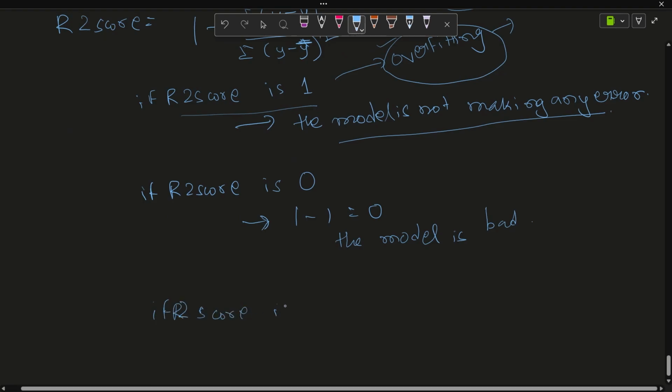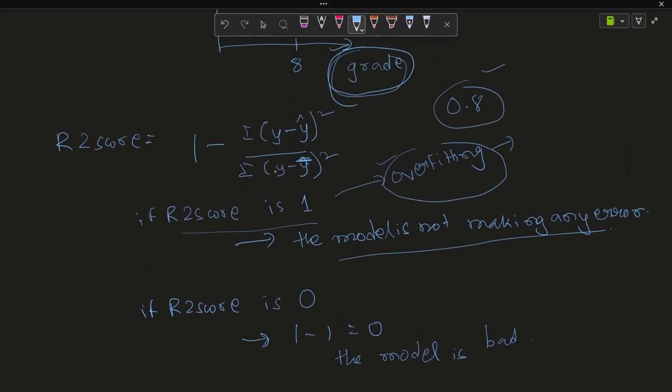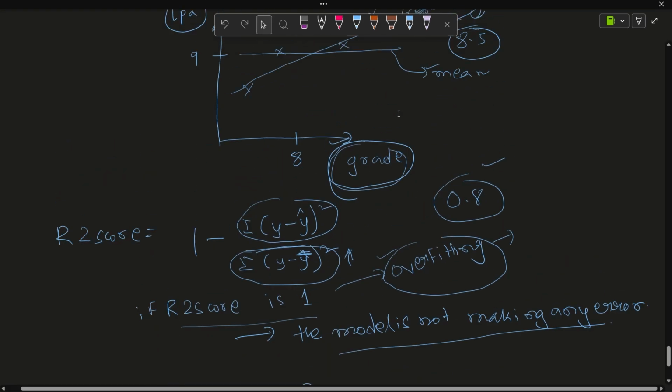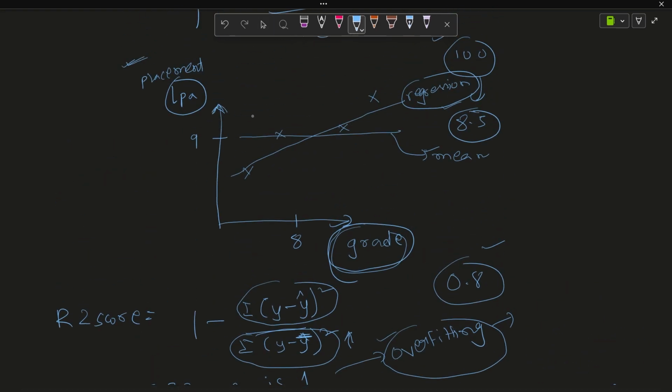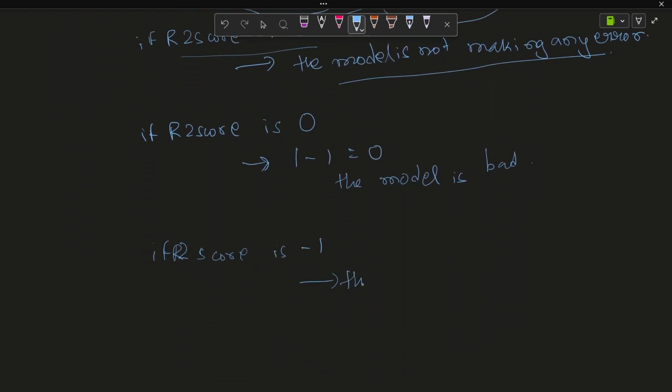The model is worse in that case, because the mean is greater than this. The model is performing worse than the mean. It can happen that the model is like this, here. So it's performing worse than the mean. It can't predict anything seriously. That's why it's negative. Therefore the model is worse, right?